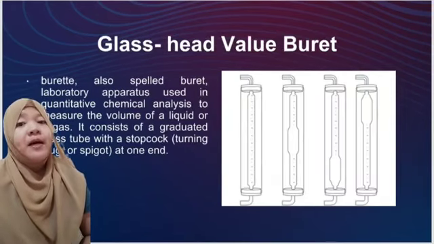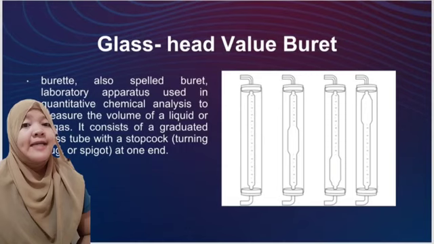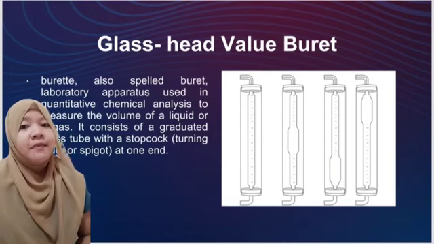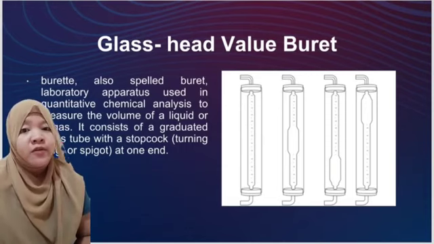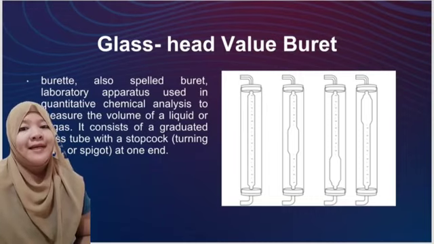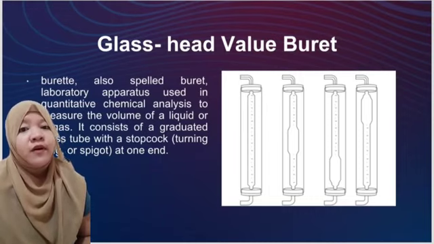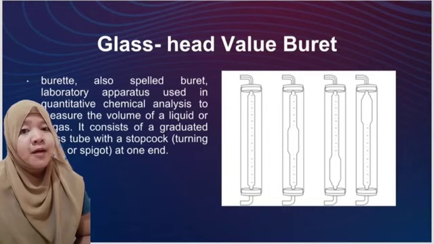And the ninth apparatus is the burette, or glass stopcock burette. A burette, also spelled buret, is a laboratory apparatus used in quantitative chemical analysis to measure the volume of a liquid or a gas. It consists of a graduated glass tube with a stopcock, turning plug, or spigot at one end.